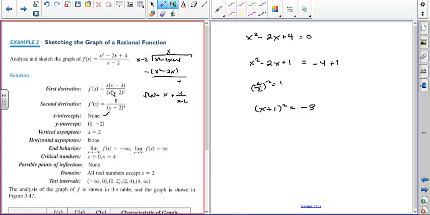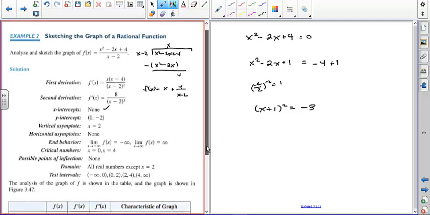The first derivative is undefined at x equals 2 because the function's undefined at x equals 2. So the vertical asymptote is where the denominator goes to 0. That's at x equals 2, so that's how to get that. There's no horizontal asymptote because this is squared and this is the first power, but there is a slant asymptote. The end behavior, as you go to positive infinity, y goes to positive infinity. You can see that from the slant asymptote. The second derivative is never 0 because the numerator is 8, which is always 8. So that's why there are no possible points of inflection.